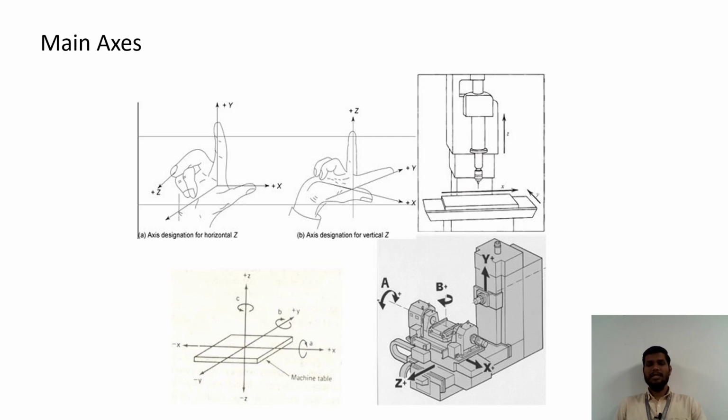Incremental dimensions in circular interpolation, which are I, J and K. So how do we designate I, J and K? I is used as the incremental dimension in the X axis during circular interpolation. J is used as the incremental dimension in the Y axis and K is used as the incremental dimension in the Z axis during circular interpolation.